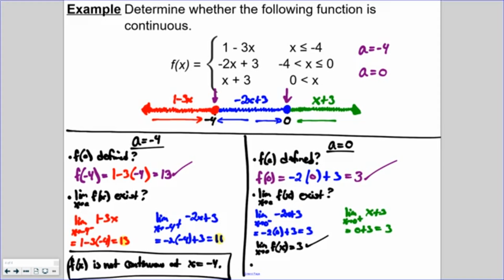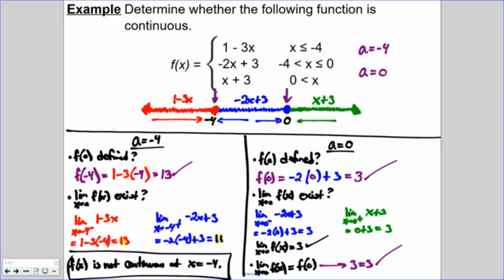On to our last condition. Does the limit as x approaches a of f of x equal f of a? I've run out of room here, so I'm just going to use the arrow. We said our limit was equal to 3, and our f of a was equal to 3, so therefore, boom! Satisfied. That means our function is continuous at 0.